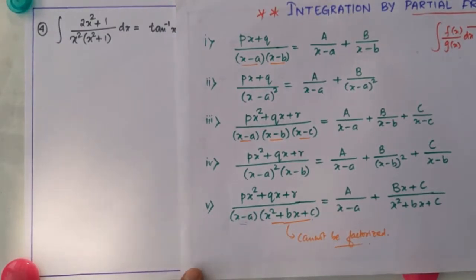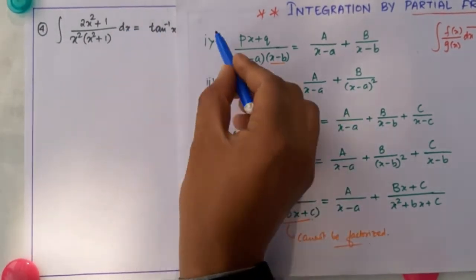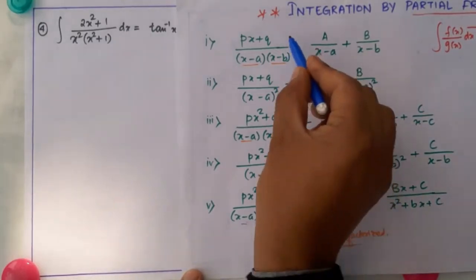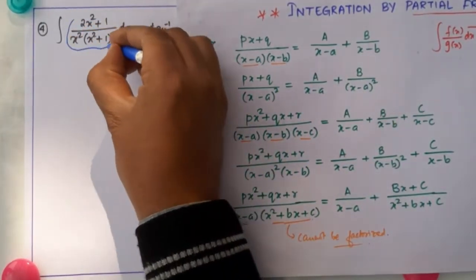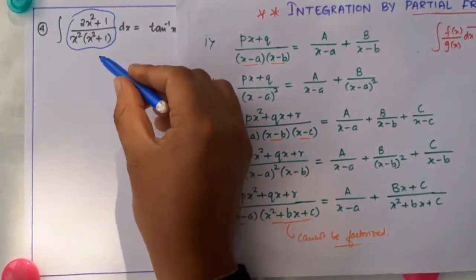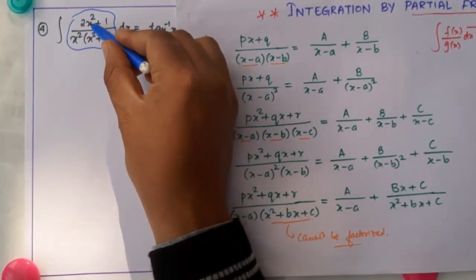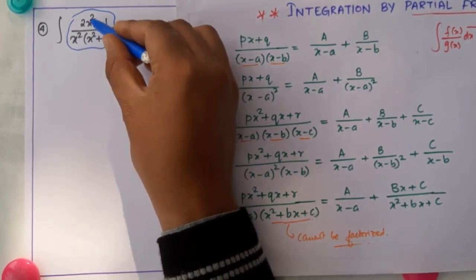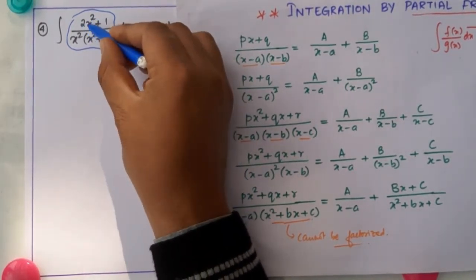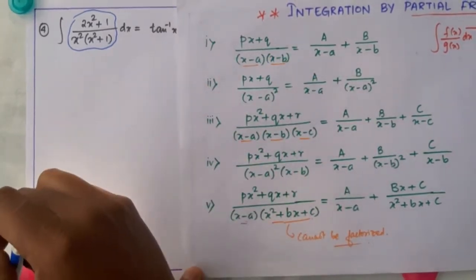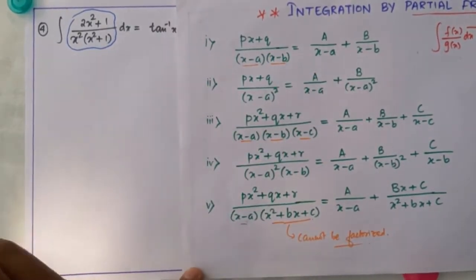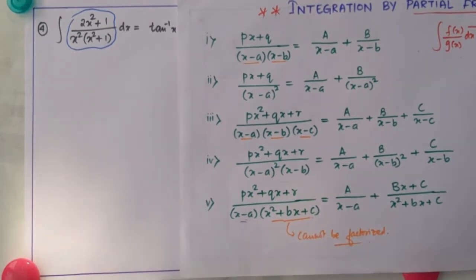Now how to do this? If you see here carefully, we are not interested in the dx, are we? No, we don't have any dx out here. We are interested only in this fraction, isn't it? Now if I see here, x square is there. If I write x square as t, then this becomes 2t plus 1 divided by t into t plus 1, which again falls under the first category, isn't it? So here you need not worry at all. Let's see how to do this.